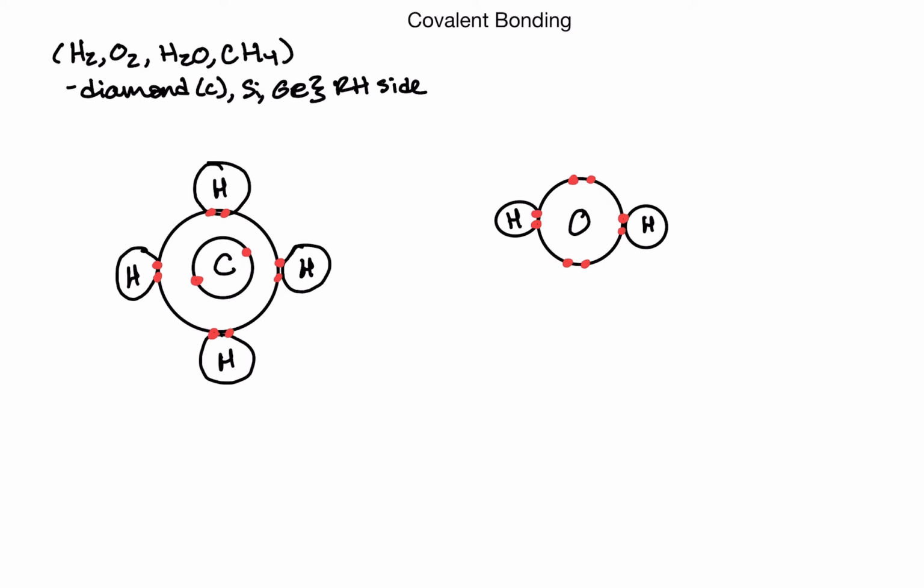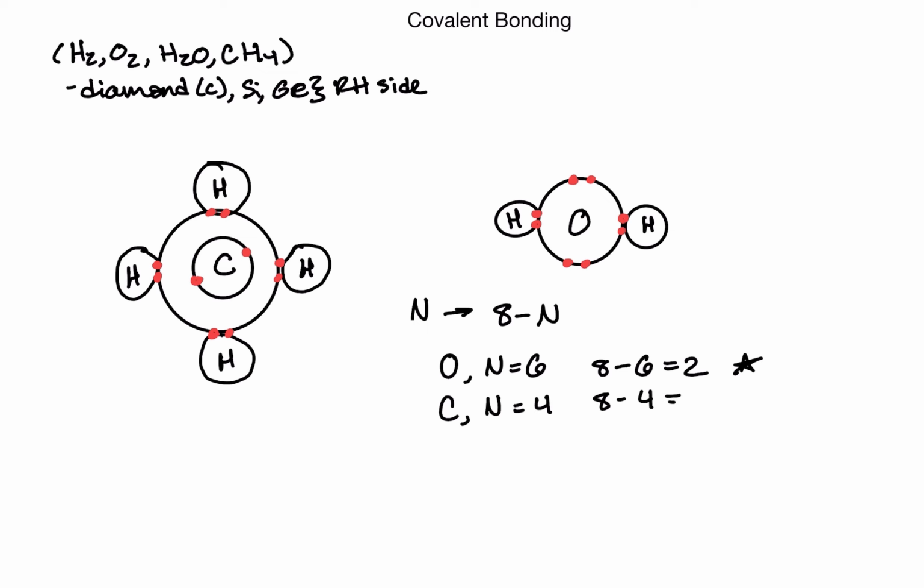So how many bonds can we make with each element? This depends on the valence electrons. If we have an element with n valence electrons, this can bond with 8 minus n other atoms. So if we look at these two examples, for oxygen, n is equal to 6, and so the number that it can bond with is 8 minus 6, which is 2. And sure enough, we've got 2 hydrogens. For carbon, n is equal to 4. 8 minus 4 is 4. And sure enough, 4 hydrogens.